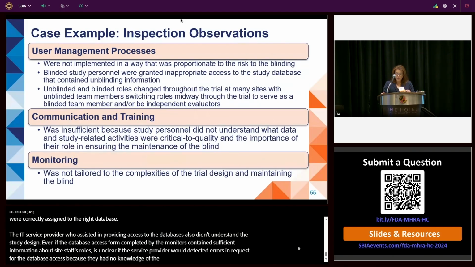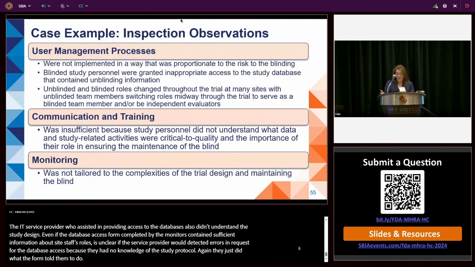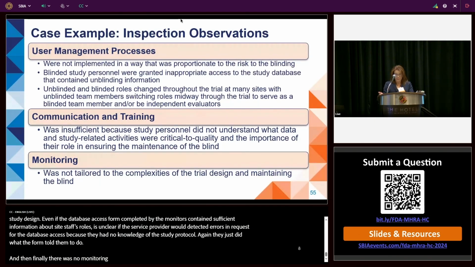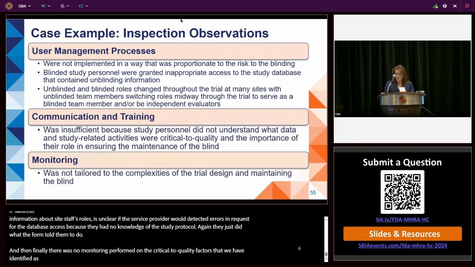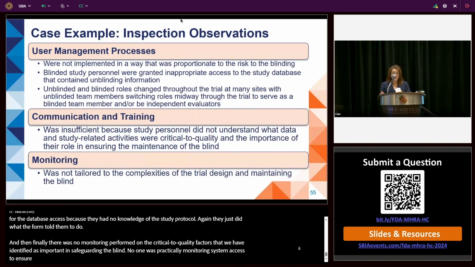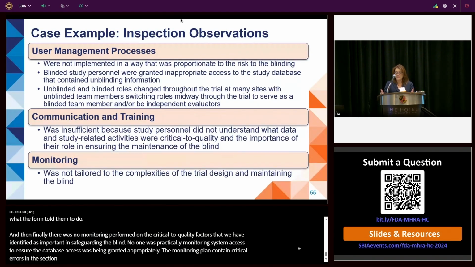And then finally, there was no monitoring performed on the critical to quality factors that we've identified as important in safeguarding the blind. No one was proactively monitoring system access to ensure that database access was being granted appropriately. The monitoring plan contained critical errors in the section that described how to complete the database access forms, confusing the database names and who should be giving access to which database.